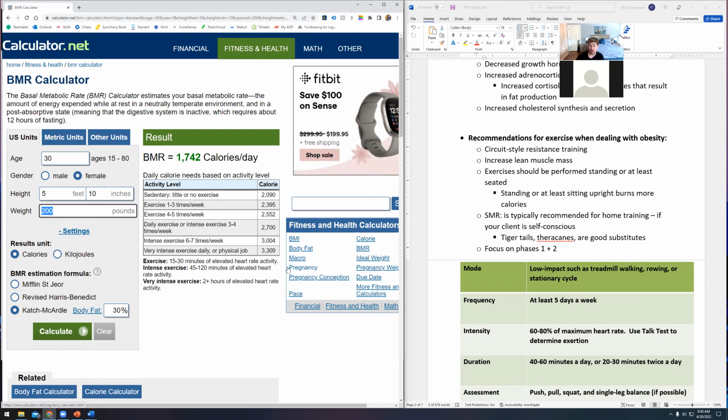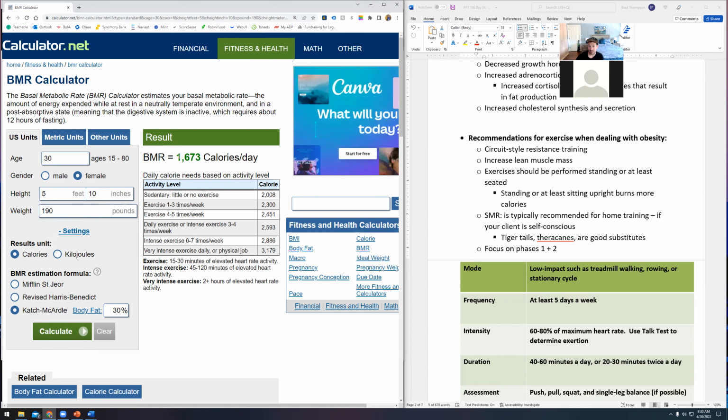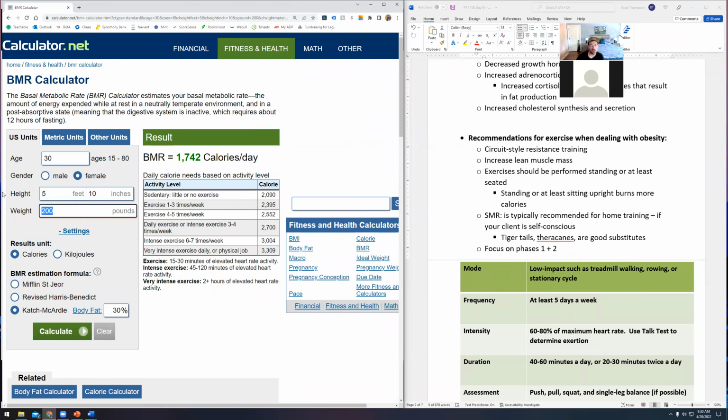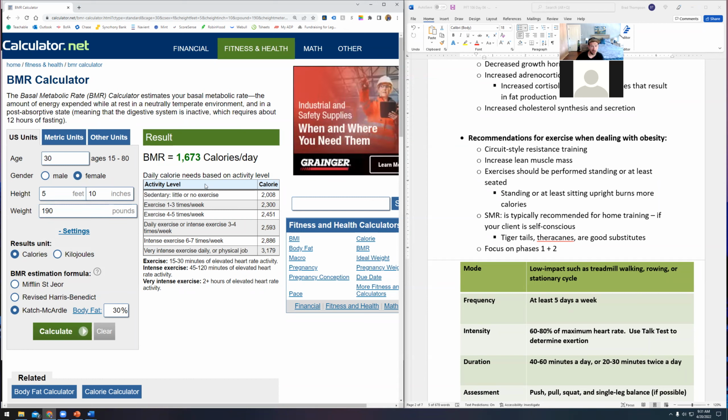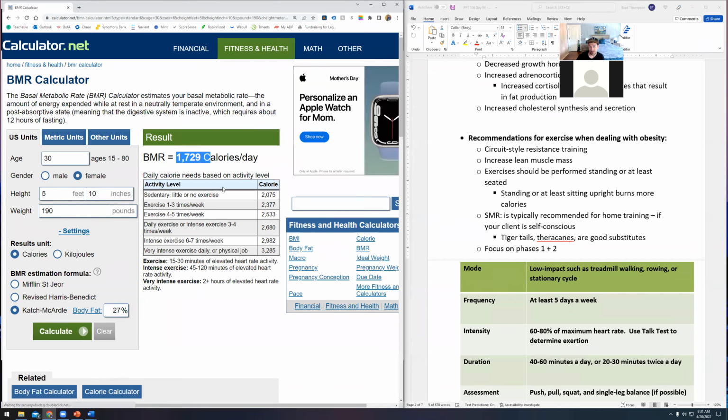Now, let's say she drops weight to 190 pounds, but her body fat percentage is still 30%. If I hit calculate here, her calorie burn goes from 1,742 down to 1,673. That's a drop of about 70 calories. But let's say she goes down to 190 pounds, having lost 10 pounds, but she lost 3% body fat, so she's at 27% body fat now. I hit calculate, and it's back up to 1,729. That's a substantial difference, right?